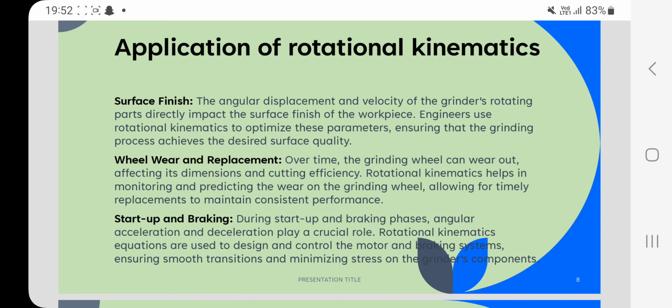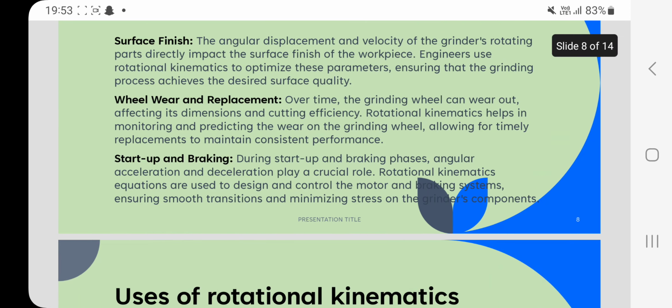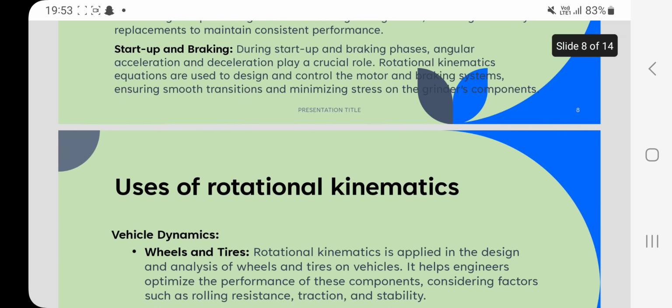Wheel wear and replacement. Over time, the grinding wheel can wear out, affecting its dimensions and cutting efficiency. Rotational kinematics helps in monitoring and predicting the wear on the grinding wheel, allowing timely replacements to maintain consistent performance. Startup and braking. During startup and braking phases, angular acceleration and deceleration play a crucial role. Rotational kinematic equations are used to design and control the motor and braking systems, ensuring smooth transitions and minimizing stress on the components.